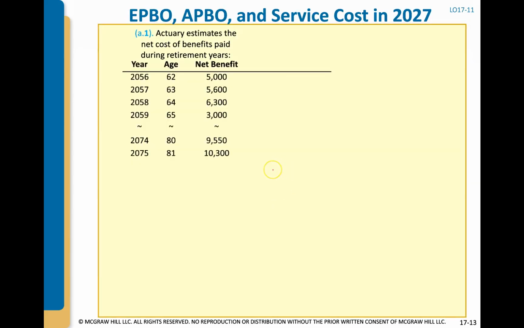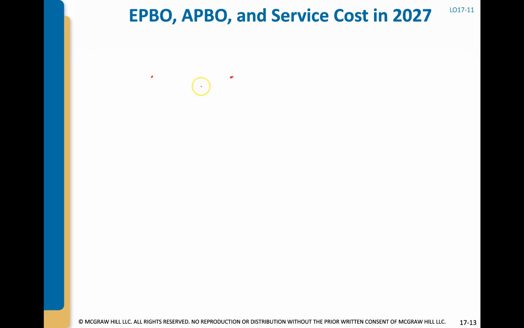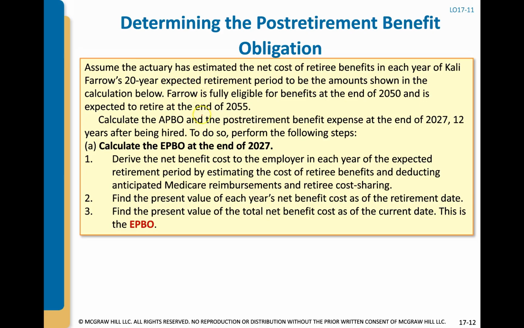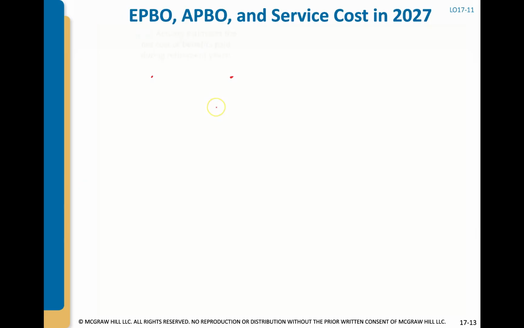Okay, so step one to figure out your EPBO is we were told that the retirement period is 20 years, and she retired at the end of 2055. So we're going to say 2056 is our first year. And what the actuary does is they say, okay, we think when this person is 62, based on all the numbers and figures that we were given here, starting age and all that.